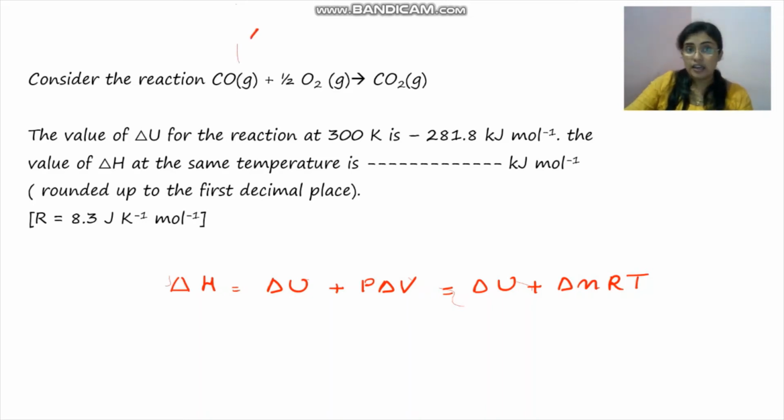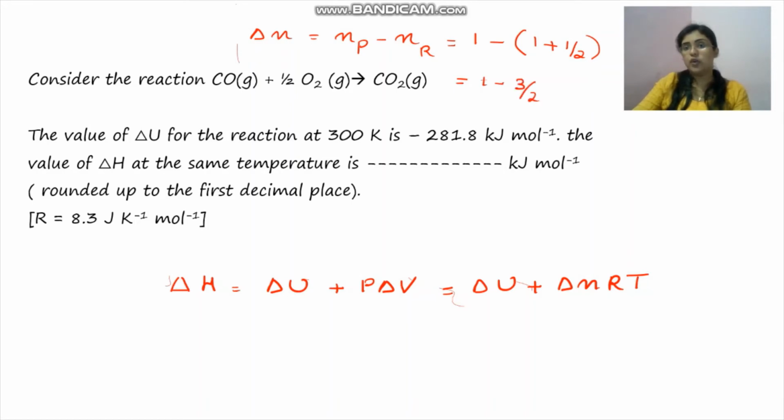Delta n would be the difference in number of moles. So it is the number of moles of product minus the number of moles of reactant. The number of moles of product is 1 mole, minus the number of moles of reactant, which is 1 mole of carbon monoxide plus half a mole of oxygen. So this is 1 minus (1 plus 1 by 2, that's 3 by 2). 1 minus 3 by 2 is minus 1 by 2. Now I have got delta n also.